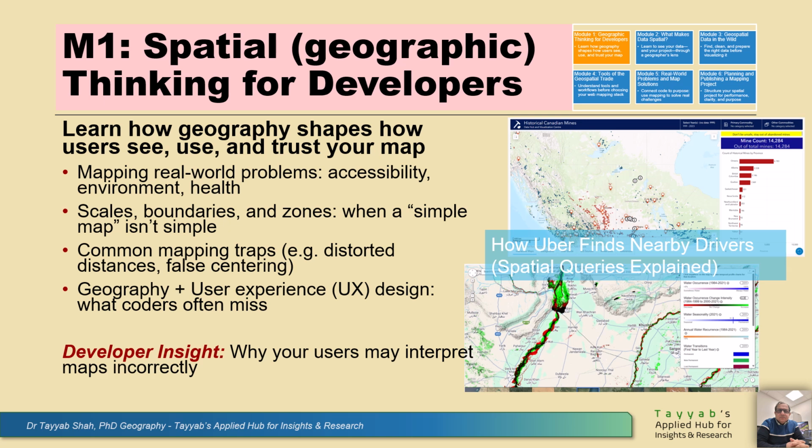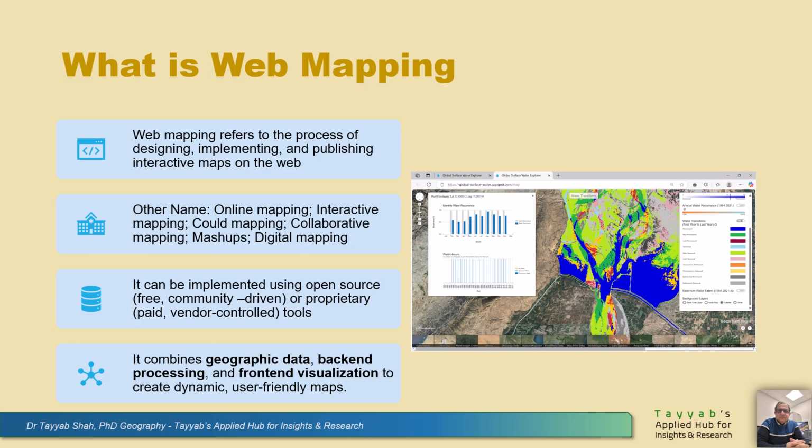So, first, I want to build some basic understanding. What is web mapping? According to the definition, web mapping refers to the process of designing, implementing, and publishing interactive maps on the web. There are different names. Sometimes people call it online mapping, interactive mapping, cloud mapping, collaborative mapping, mashups, digital mapping. So there are different names, with slight variations based on what they want to explain.